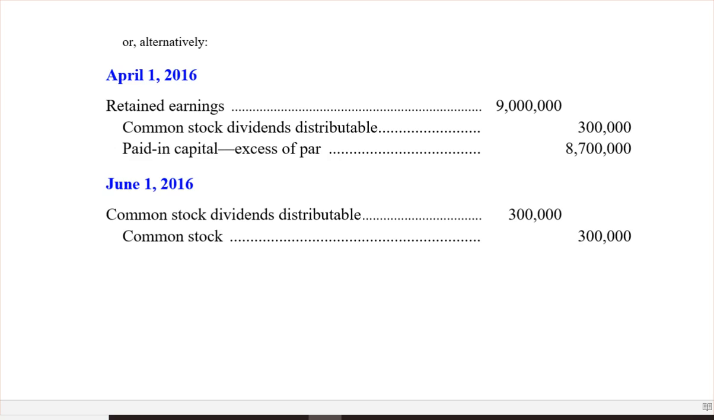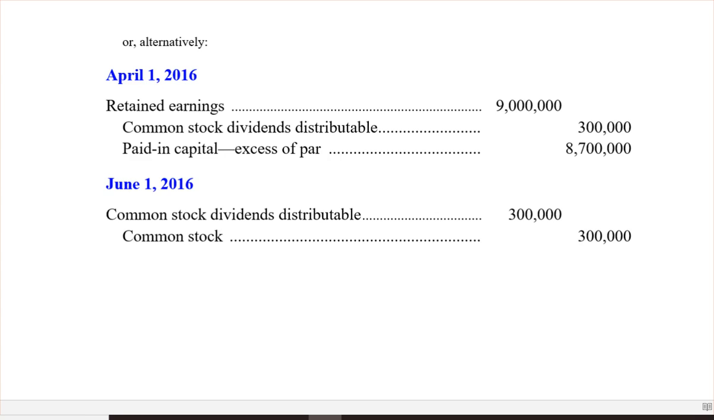Now, on June 1st, you are going to remove the distributable caption and you're going to recaption it as common stock. Now, I know some of you are going to say, well, that paid-in capital in excess of par, how come you don't call that distributable on April 1st? And then why don't you remove it on June 1st and call it paid-in capital in excess of par from the common stock that's issued, and reclassify it like you're doing this common stock, from distributable to actual common stock? Why don't you do that?